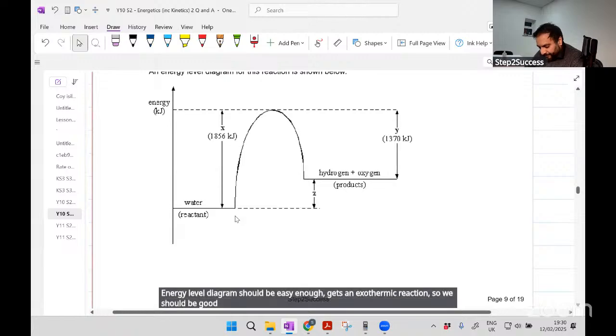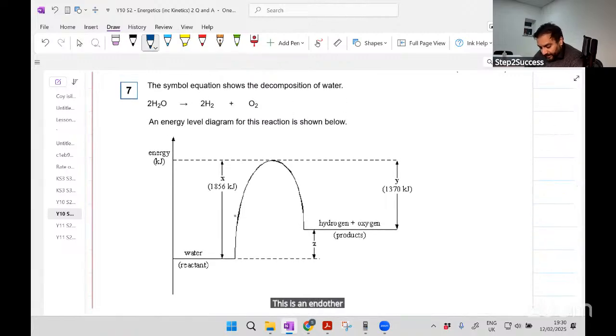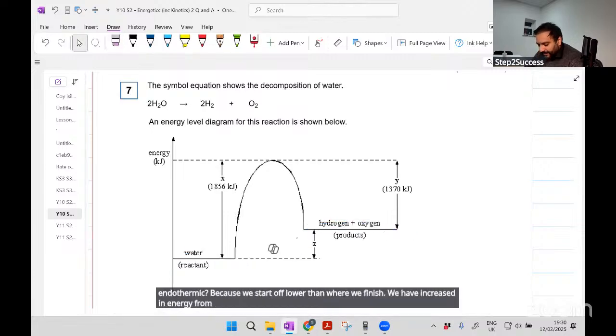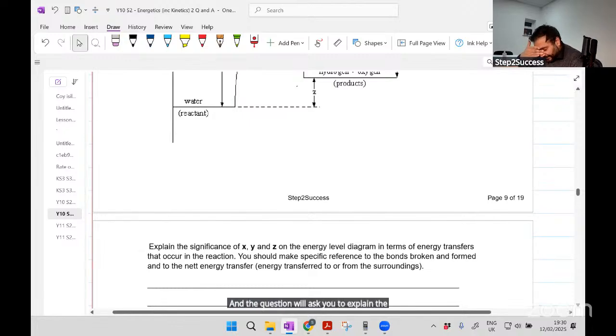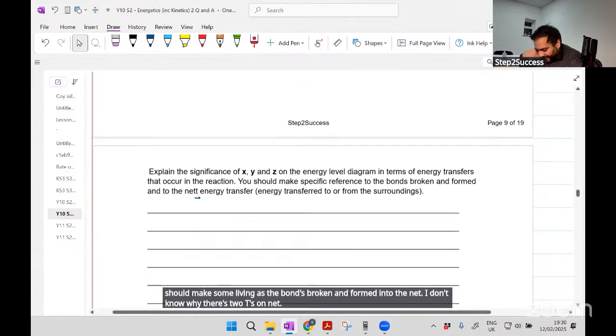Question 7. This is an endothermic reaction, slightly unusually. How do I know it's endothermic? Because we start off lower than where we finish. We have increased in energy from where we started. And the question will ask you to explain the significance of X, Y, and Z. You should be specific, as in the bonds broken and formed, into the net energy transfer to and around.